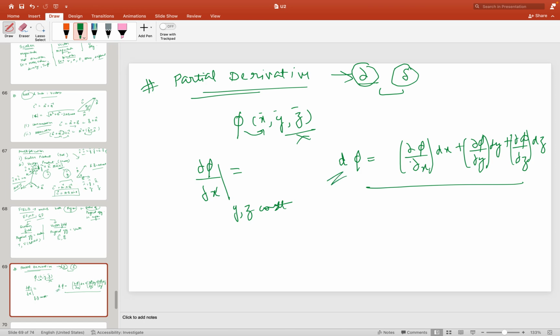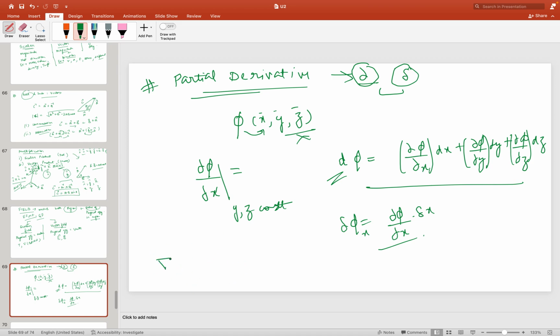And if I want to do it partially, simply it will be del phi equal to del phi by del x, like this. So it is a partial differentiation with respect to x only. Okay. Again, the second thing is that the partial differential is an operator.